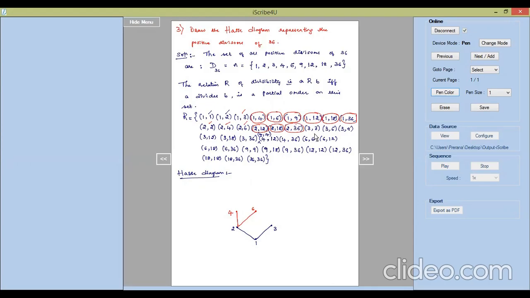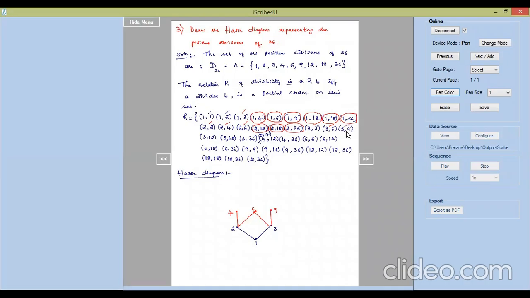Next we have 3, 3 which represents a loop which will not be drawn explicitly. Now I have to go to 3, 6. 3, 6 I have to draw an edge. So join the vertices 3 to 6. So you will get this edge. This is about 3, 6. Next we have 3 to 9. 3, 9 we have to consider. So from 3 to 9 we draw an edge now. This is an edge from 3 to 9. 3 to 9 is over.